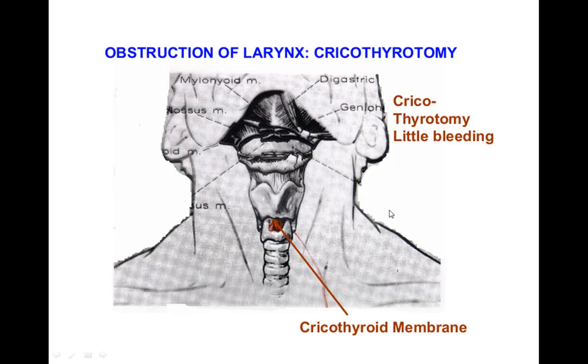Cricothyroidotomy, here we do it between the cricoid and the thyroid, so we cut this cricothyroid membrane. It is a life-saving procedure for upper airway obstruction, can be done in an emergency or anywhere at the scene of an accident. So it's very important to know this position.